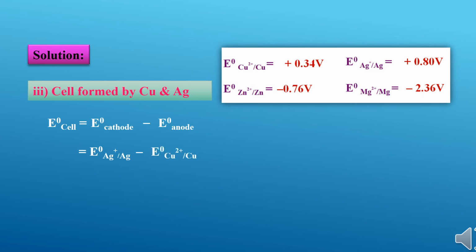So we have to take E naught of Ag+/Ag minus E naught of Cu2+/Cu. Substitute the values: 0.80 minus 0.34, and you will get the answer as 0.46 volt. This is the standard EMF of the cell formed by copper and Ag.